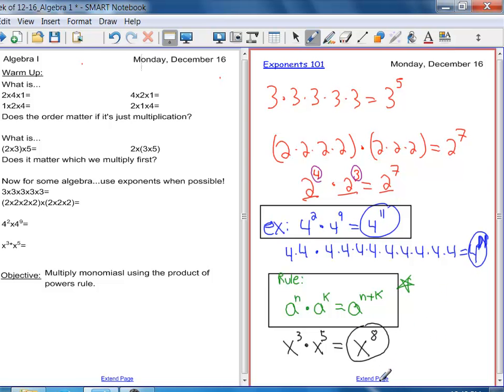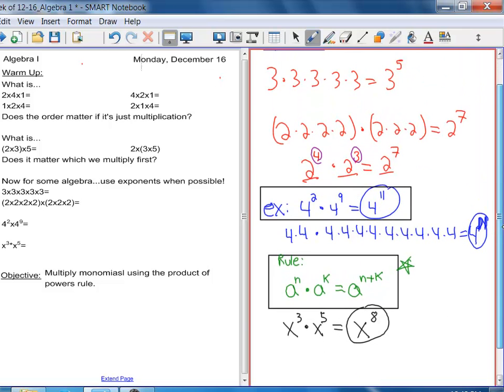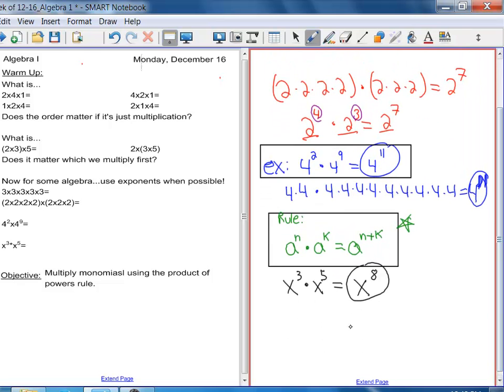We're going to squish one more in here. Make sure you have all this in your notes. What you want to do here, and I'm going to write this as an important thing, is keep the base and add the exponents. And that only works when you have the same base, of course. We're not going to deal with different bases for a little bit.